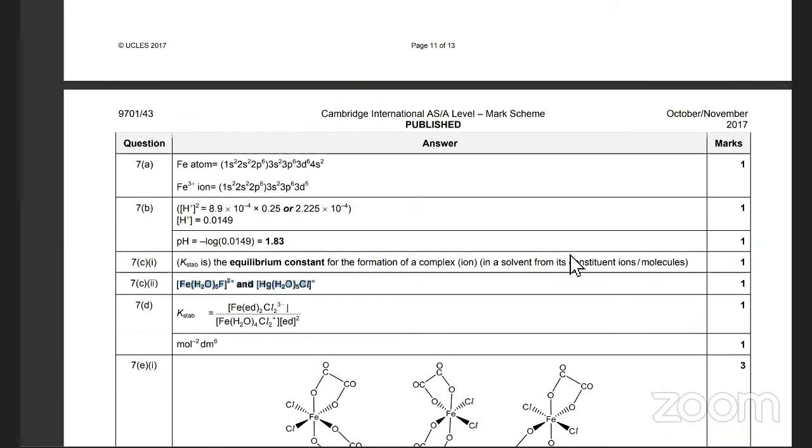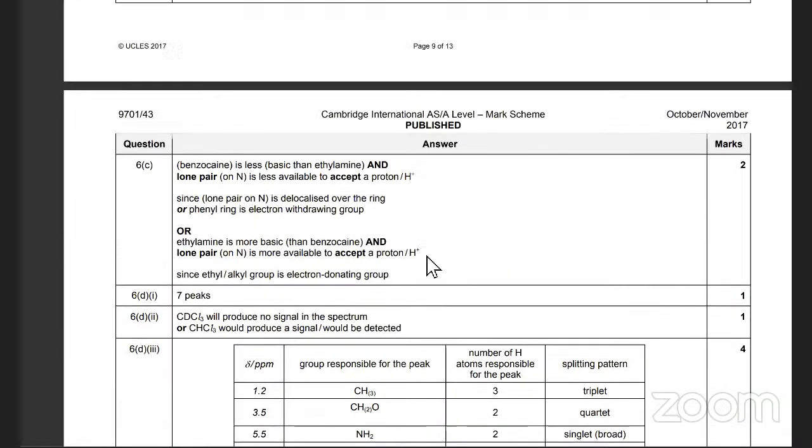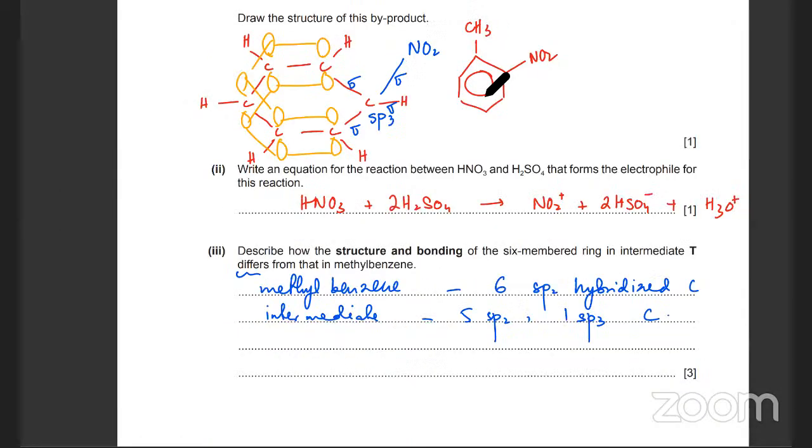So I'm just going to check the marking scheme for this, which states it's the previous question. Just a second. So this one, he's talked about the sp3 hybridized carbon in T, there's one carbon atom that is sp3 hybridized. So we got point number 3 for that. We talked about the pi electron clouds. Remember the sigma and pi bonds. Did he give us marks for that? He's saying methyl benzene has 2 more pi bonds, delocalized electrons. So he counted the pi bonds. He gave us marks for that. Maybe he's going to give us marks for counting the sigma bonds as well.